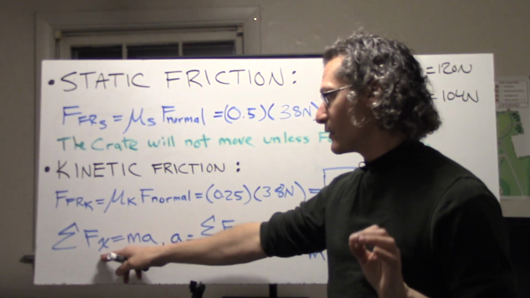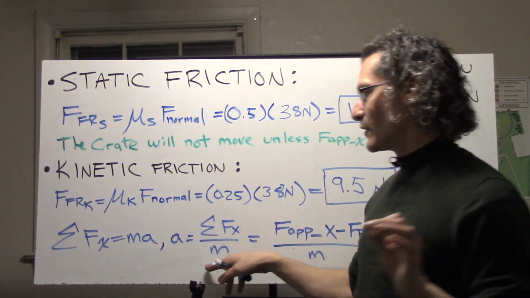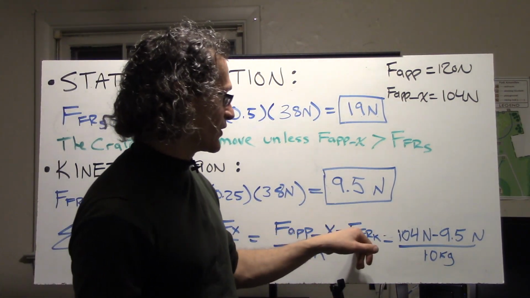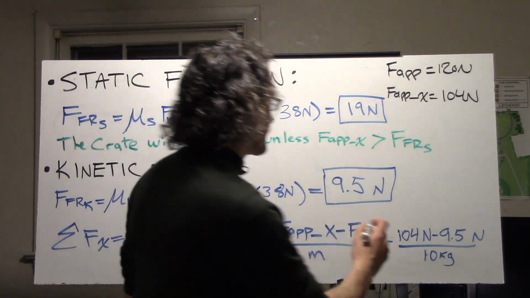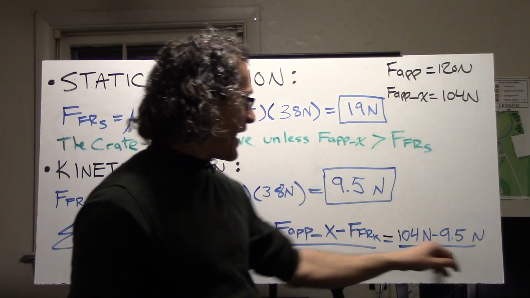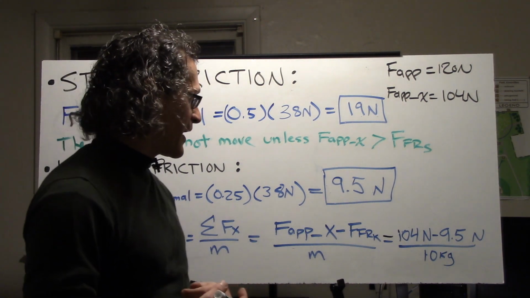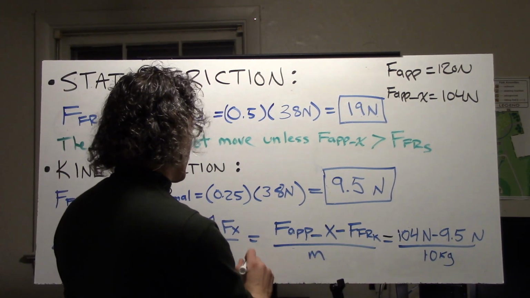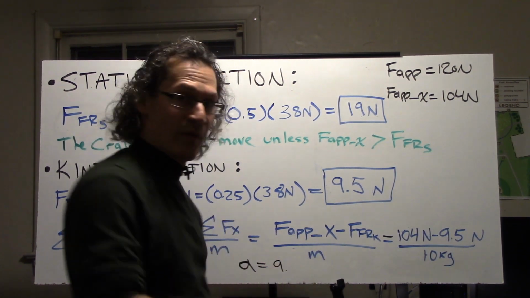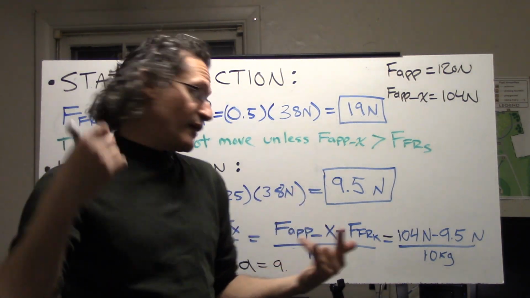So we've got the sum of the forces in the x direction equals ma. Solve for a: sum of the forces in the x direction divided by m. Okay, that's force applied in the x direction minus force of friction kinetic, divided by mass. And what we got here is 104 minus 9.5 divided by 10. So that's actually 94.5 divided by 10. The acceleration now is slightly less, and it would change as a function of the angle up until the point where you're actually pulling up with so much vertical force that you might lift the object right up.